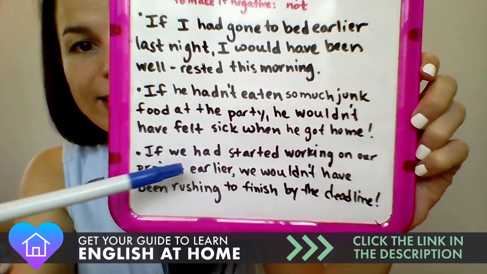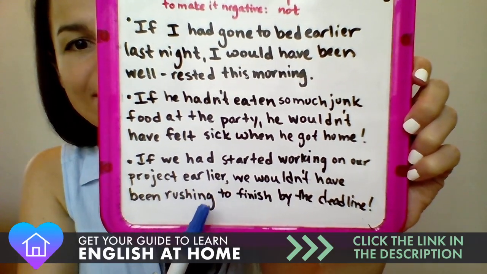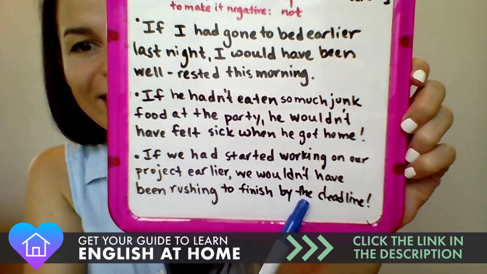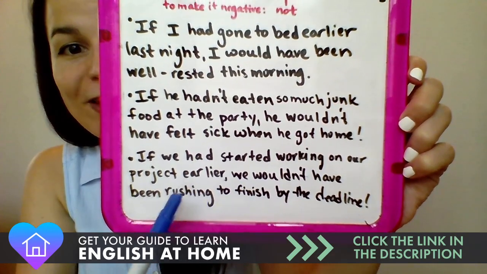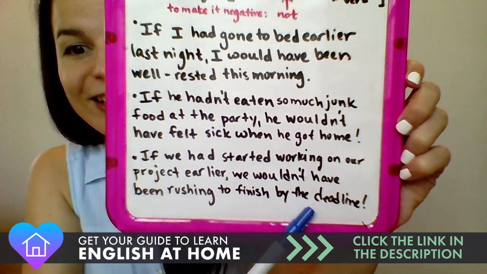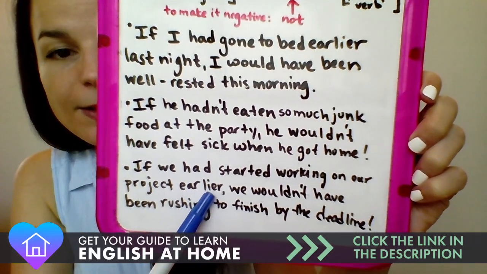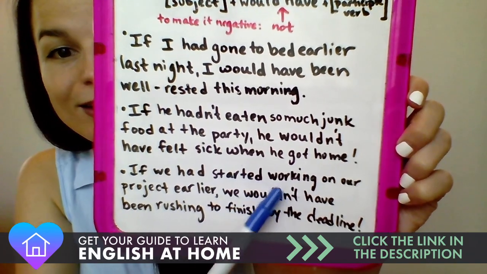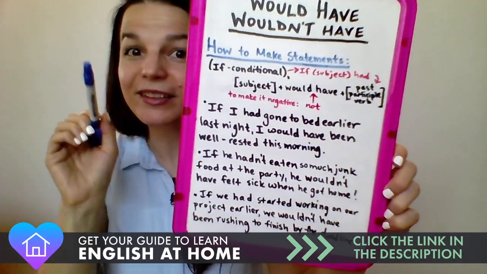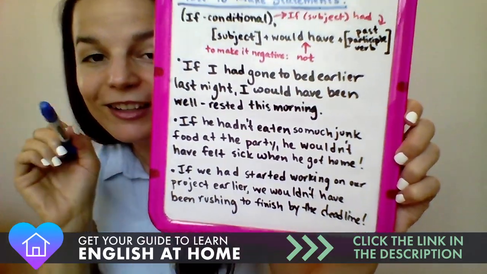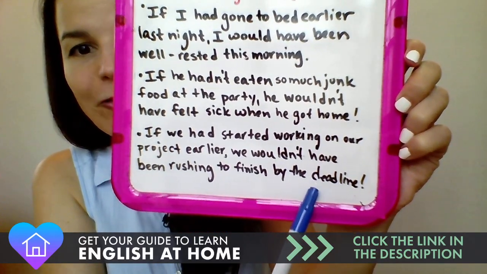If we had started working on our project earlier, we wouldn't have been rushing to finish by the deadline. So once more, if we'd started working on our project earlier, we wouldn't have been rushing to finish by the deadline. Again, we have "earlier" in the if part of the sentence. So if we had started earlier than we did, maybe we started a bit late on our project, we would not have been rushing to finish by the deadline.